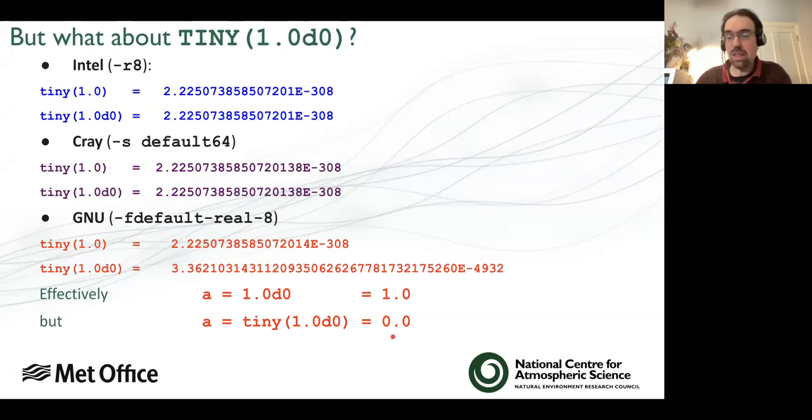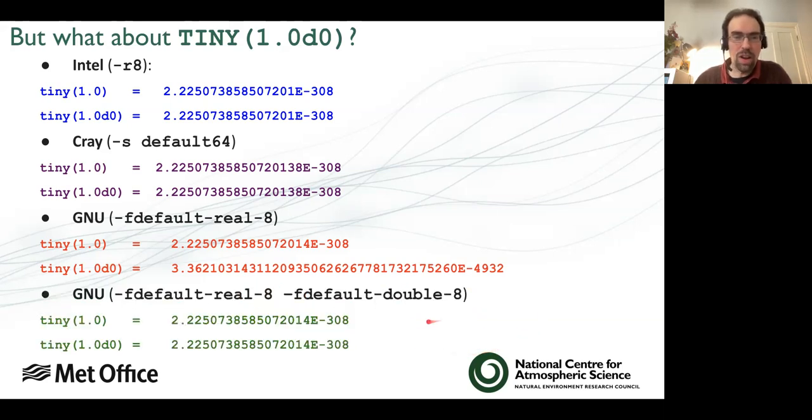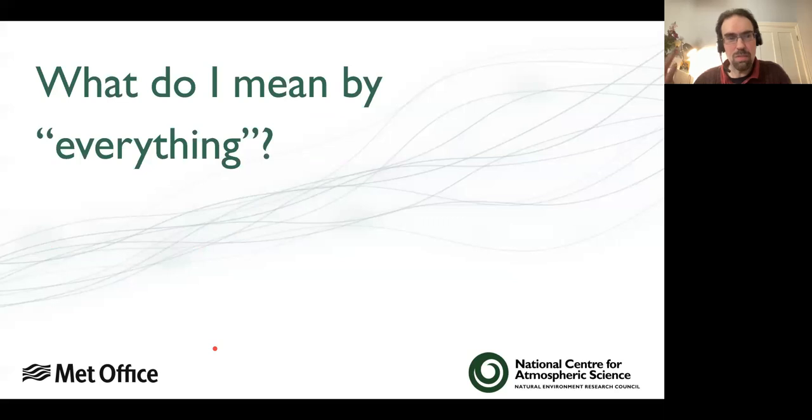If we were using tiny as a convergence test to make sure we were close to a small number, effectively we were never reaching it. This small number was 0, which meant it never converged. We got NaNs in the code and the code was breaking. So how do we fix this? Well, we can put another compiler flag in for GNU, which basically says double precision numbers are 8-bit, are kind equals 8. So now we have the same answers on both of these things. This then means that the code could run.